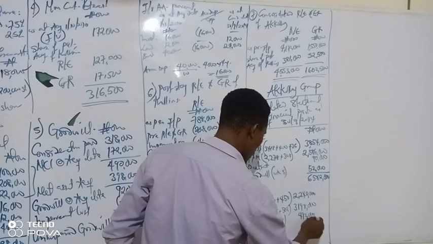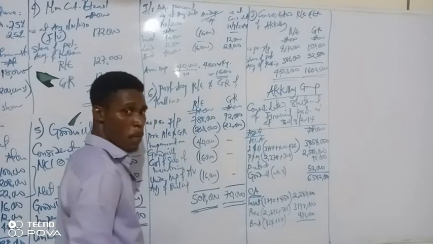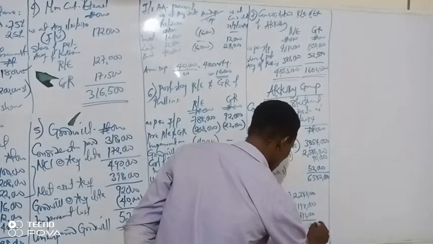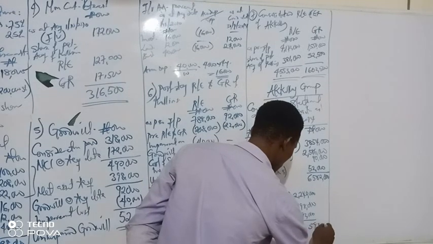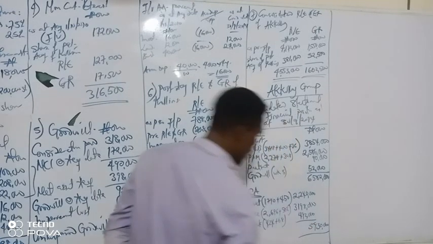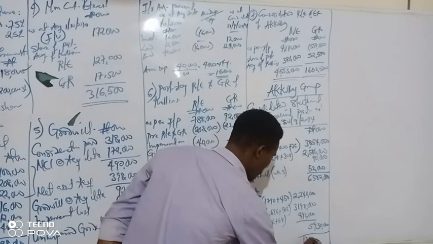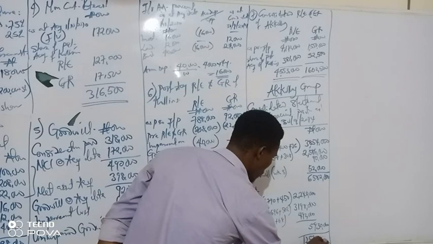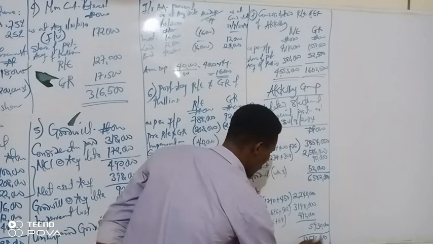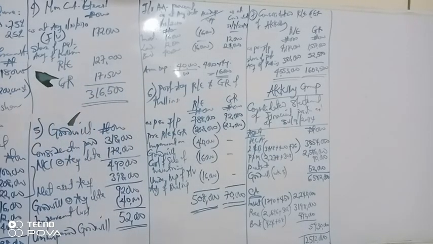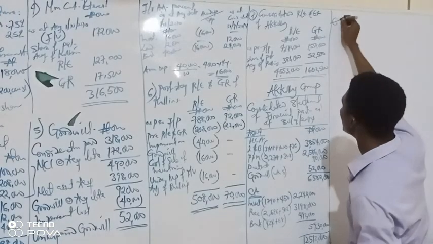We have put them together now, 5,930,000. Our total assets, that is 12,512,000. So that's our asset side. Let's go to the equity side now.